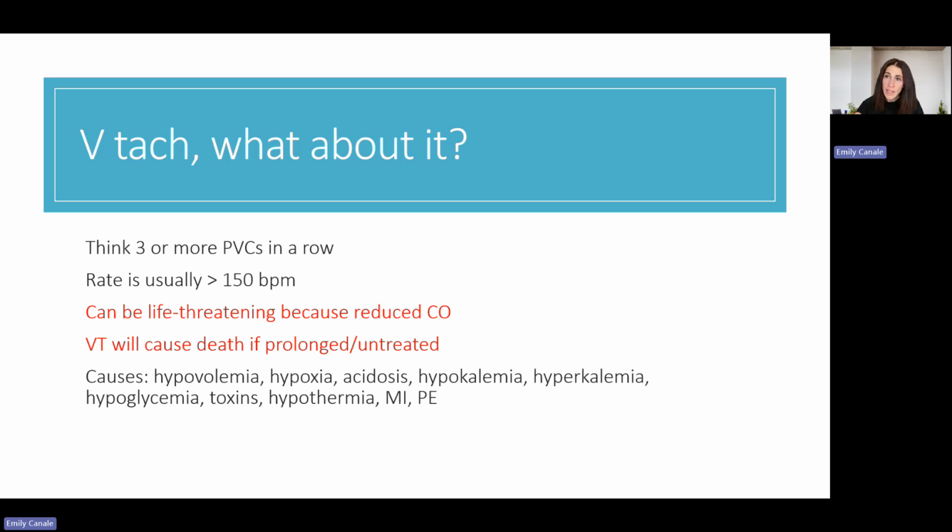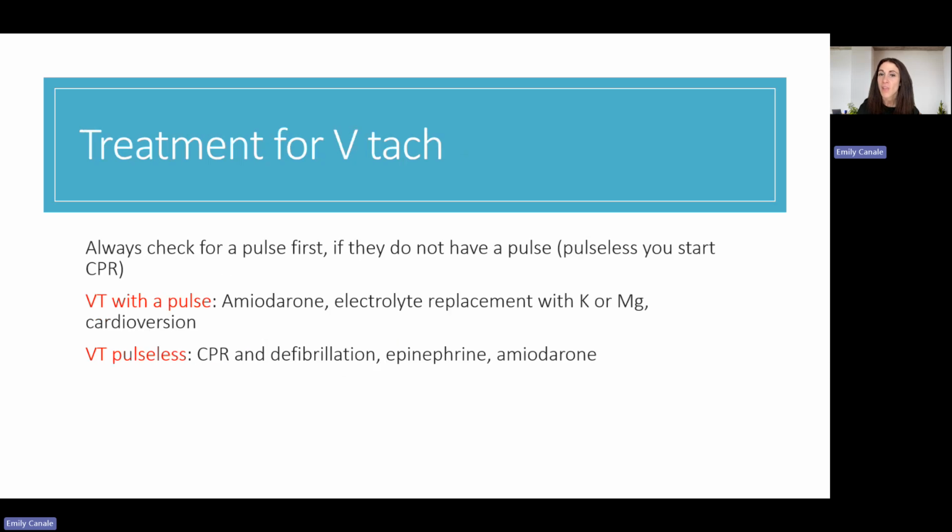Now, if it's pulseless, they do not have a pulse, they are in cardiac arrest. So your first line treatment for any pulseless rhythm is going to be CPR and defib. In contrast to cardioversion, I can defib. It's that electrical shock delivered anytime during the cycle. And if they're pulseless, I want you to think this is a code. So you're also going to be pushing epinephrine and you're going to be giving amiodarone.